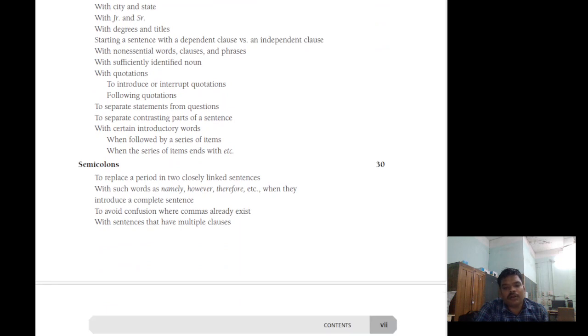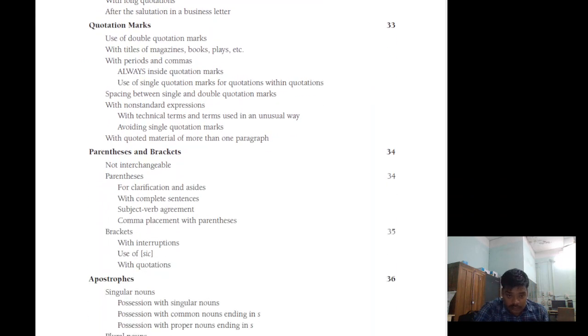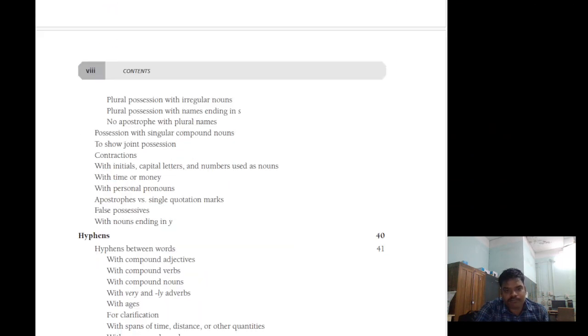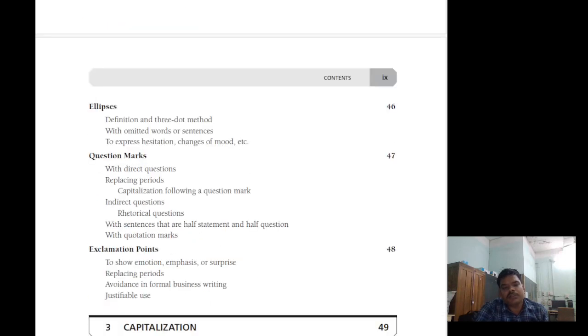Next is semicolon, colon, quotation marks, parentheses and brackets, apostrophe, hyphen, dashes, ellipses, question marks, exclamation point.